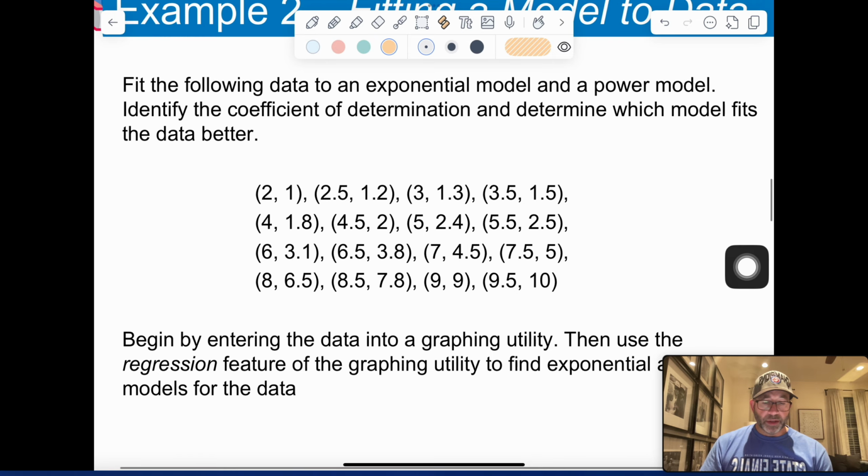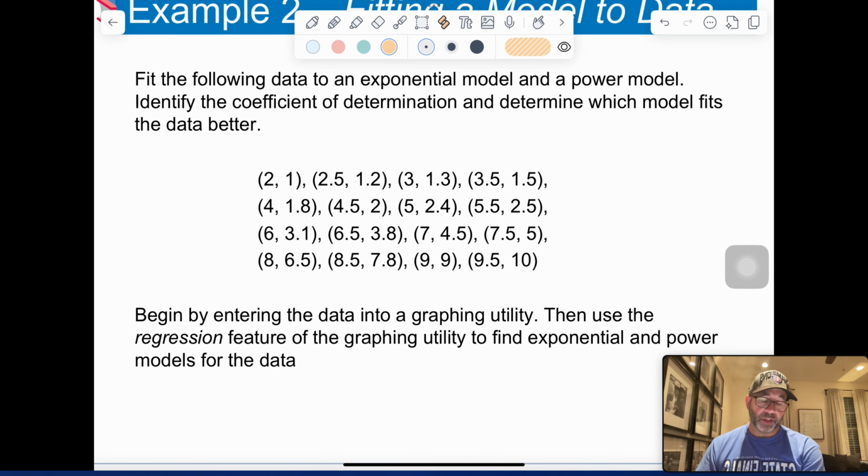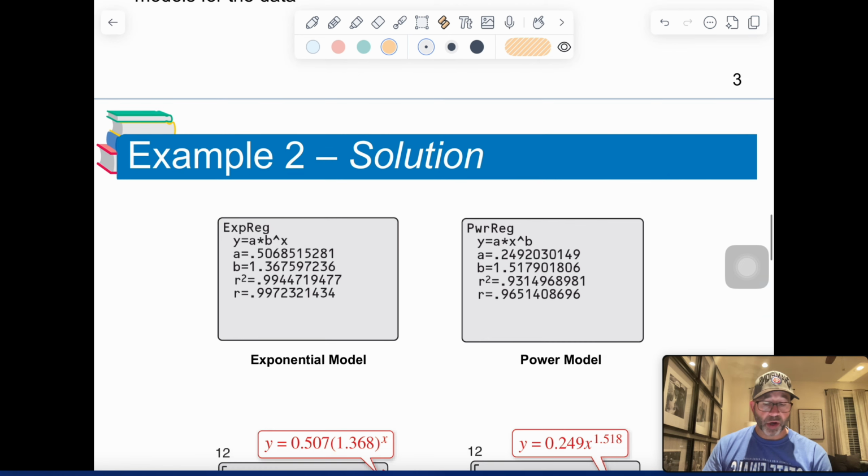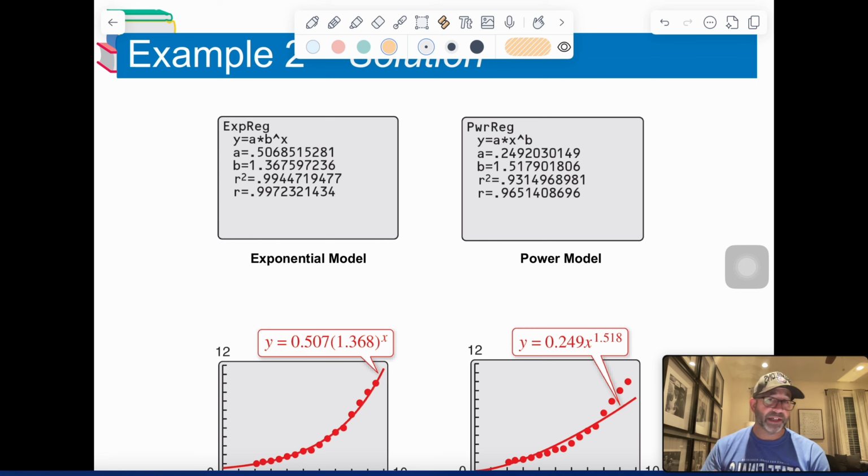If we continue on, for this one, let's graph these points, put those into our calculator, and do the regression. They're asking us to do the exponential and power regressions, so all we're doing is practicing this again. Again, I would recommend pausing it and trying to get the exact same values that you see here. For the exponential regression and power regression, the a values and b values are provided for us already.